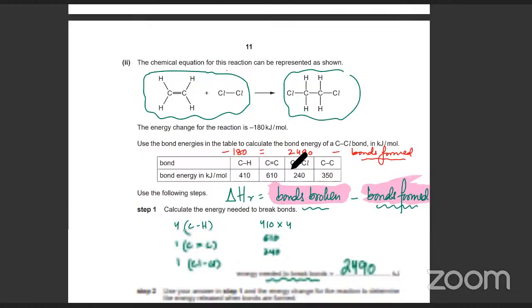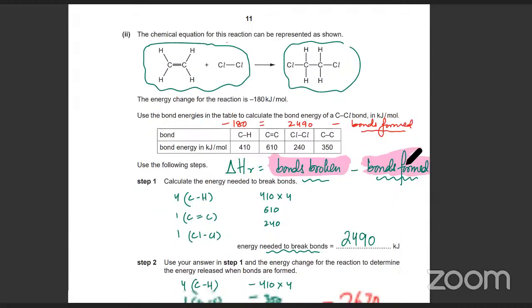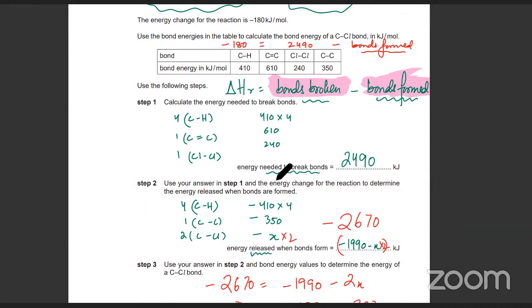So in every enthalpy change reaction, bonds are broken and bonds are formed. Bonds broken is endothermic, that's all going to be positive. And bonds formed, the energy will be all negative, exothermic. So enthalpy of reaction is bonds broken minus bonds formed. We figured out how many bonds are being broken. The values were given over here, so that was 2490. The final answer was already known, minus 180. So from that, we were able to figure out bonds formed, the energy released when bonds are formed.